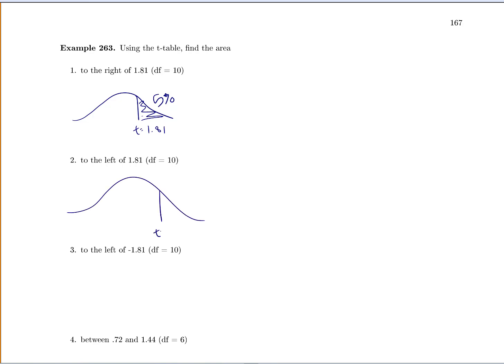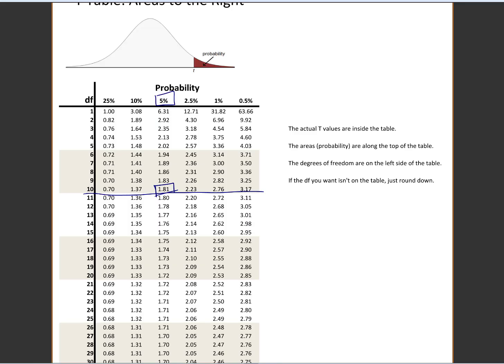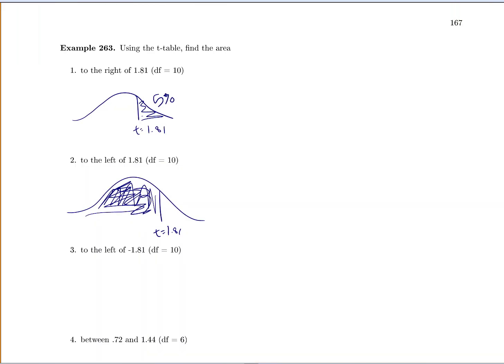Well, what if we have the same thing of t equals 1.81, but I want to find the area to the left? Just like when we used the z table, we had to remember that everything adds up to 100%, we'll do that here. When I look up 10 degrees of freedom, 1.81, that's the area to the right, so we will have to subtract. If this is 5%, this will have to be 100% minus 5%, which gives me 95%. So 95% is my answer here.